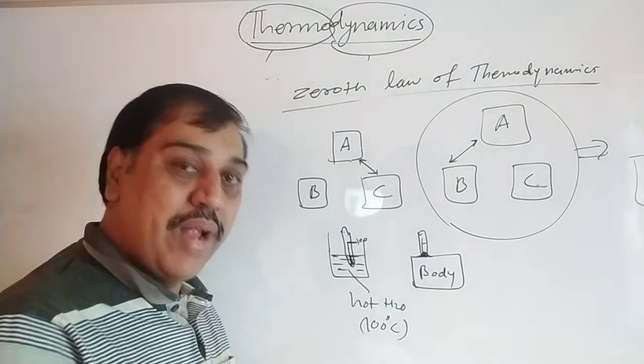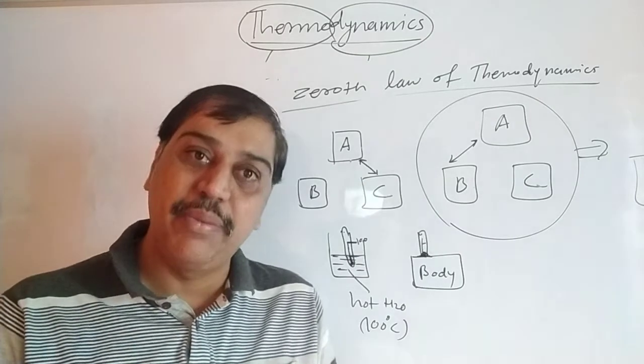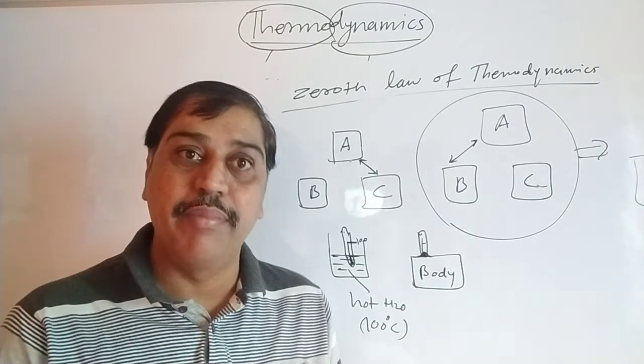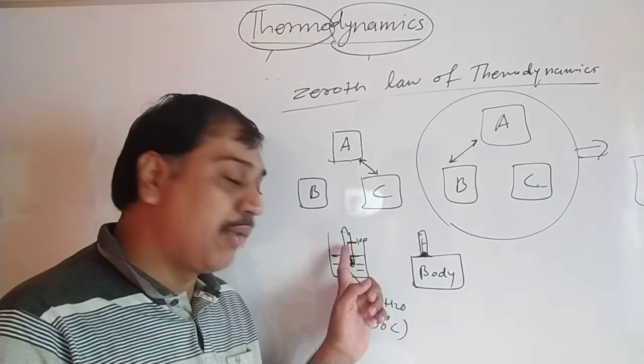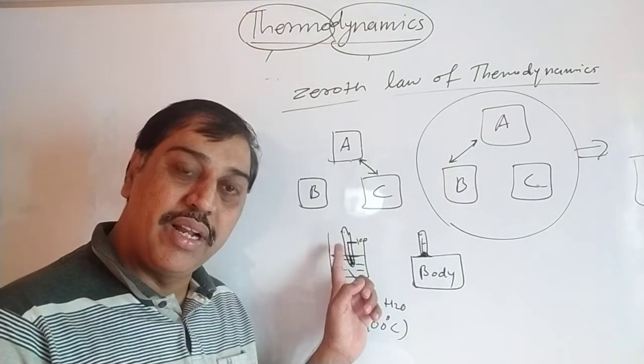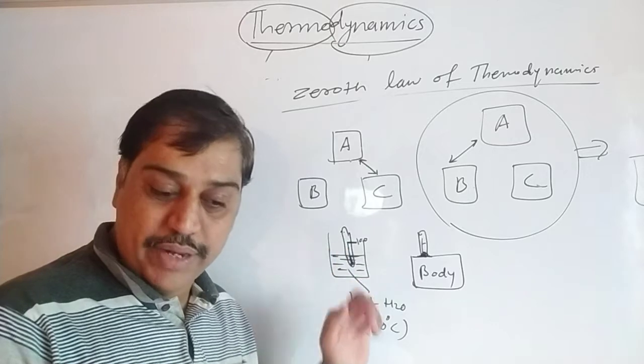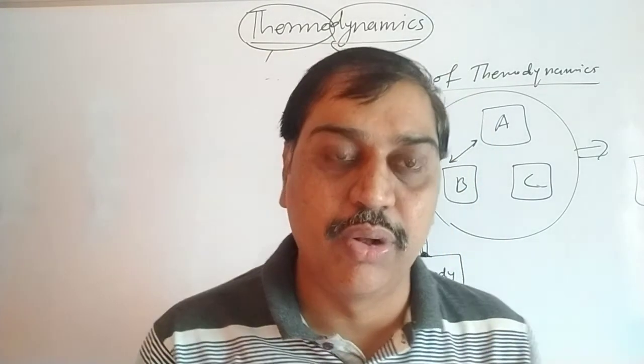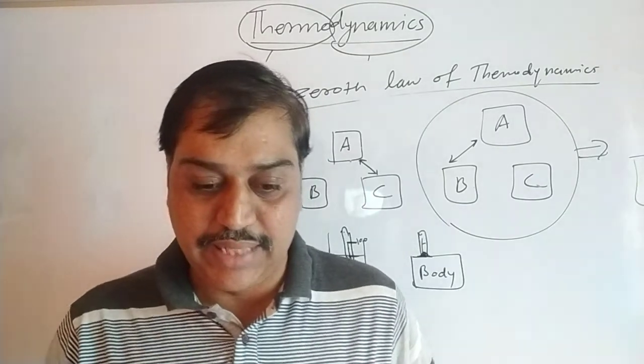So when a thermometer is in contact with a hot or cold body, and both of them are in thermal equilibrium, then the reading taken from the thermometer is the actual temperature of that body. That is nothing but an application of the zeroth law of thermodynamics. The same thing they have mentioned here.